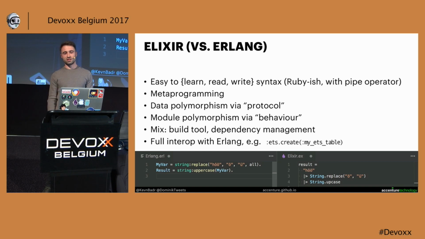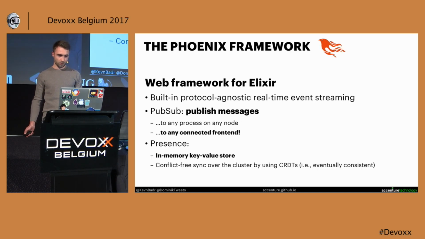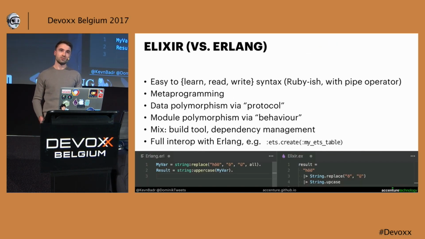It is kind of Ruby-ish, and it has simple syntactic sugar that's just nice to write, like the pipe operator. It has no monads, and this is by design. It tries to be a very simple functional language and very explicit in what it's doing. You still have metaprogramming and can write your domain-specific languages in it. You have data polymorphism and module polymorphism, and it also comes with a very capable build tool. So this is Elixir, which is basically a better way to write Erlang programs. Let's say it like that.